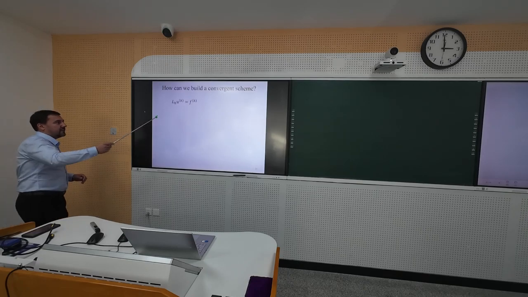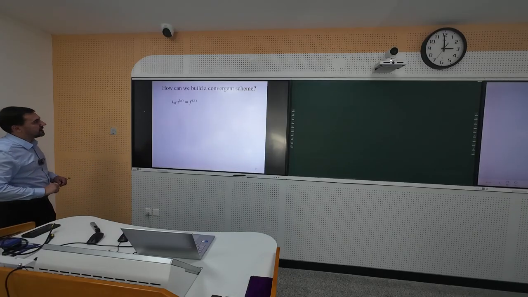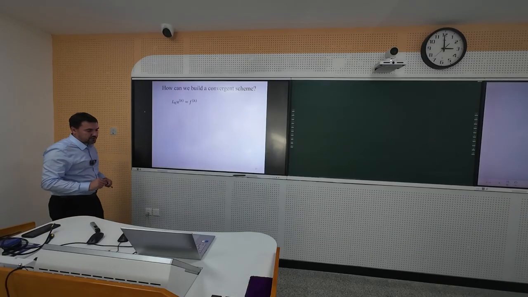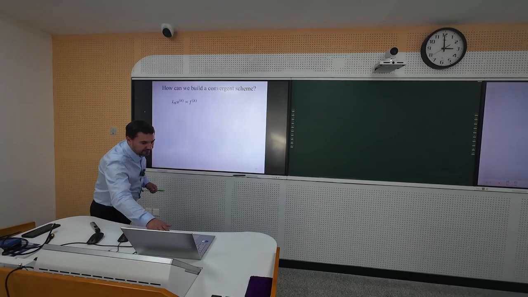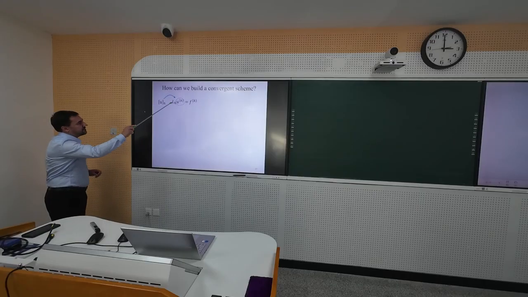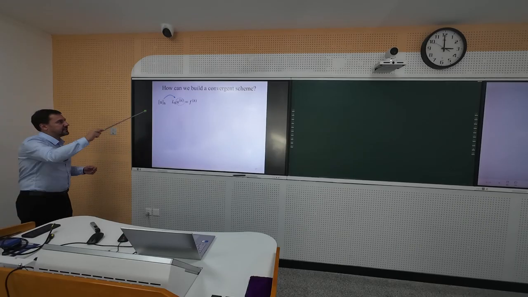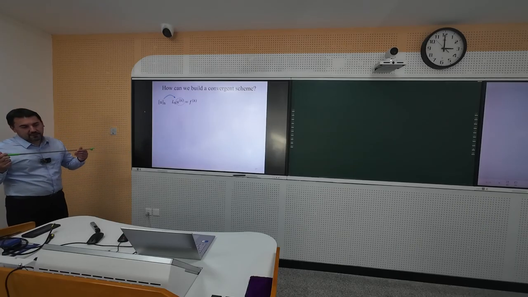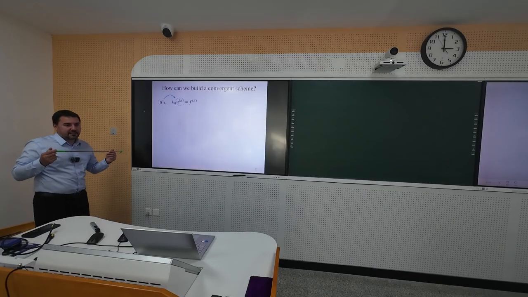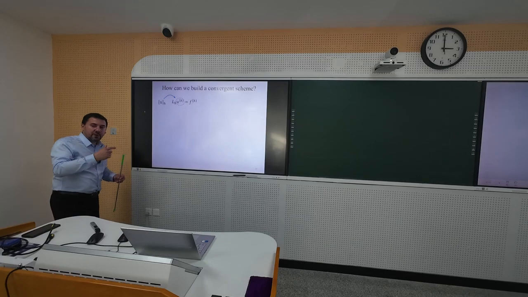Suppose we have our numerical scheme. This is the schematic representation of our numerical scheme: L_h u_h equals f_h. Now let's substitute u_h with the exact solution. So u_h is the exact solution, or more accurately, the set of values of the exact solution at our grid points. It's the exact solution of our initial problem, not the finite difference problem.